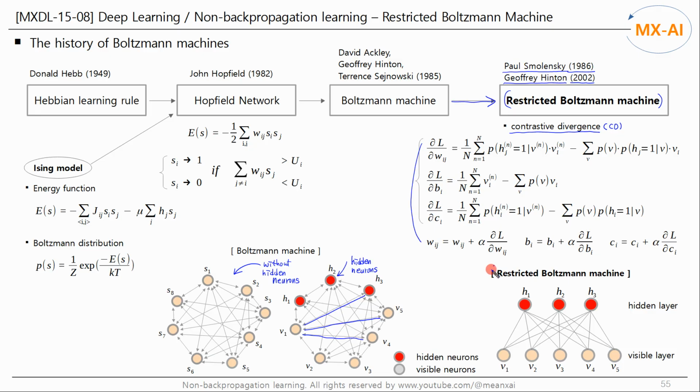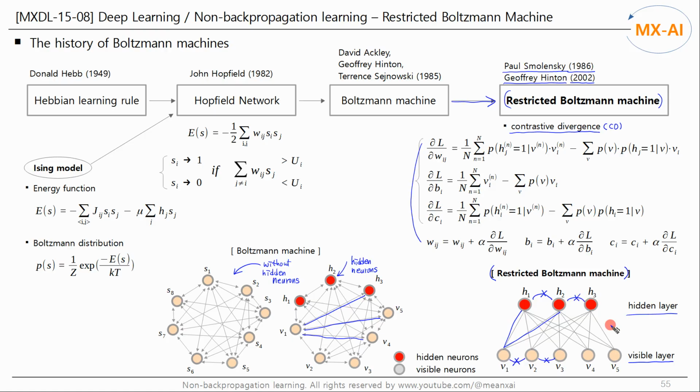A restricted Boltzmann machine is restricted in terms of the connections between the visible and the hidden units. It is a two-layer neural network composed of a visible layer and a hidden layer. Each unit in the visible layer is connected to each unit in the hidden layer. The visible units are not connected to one another, and the hidden units are not connected to one another.